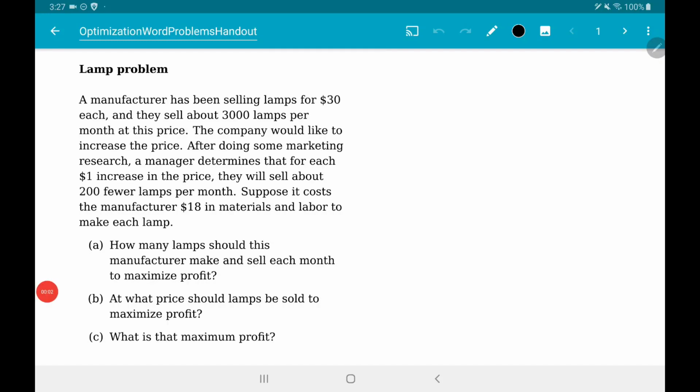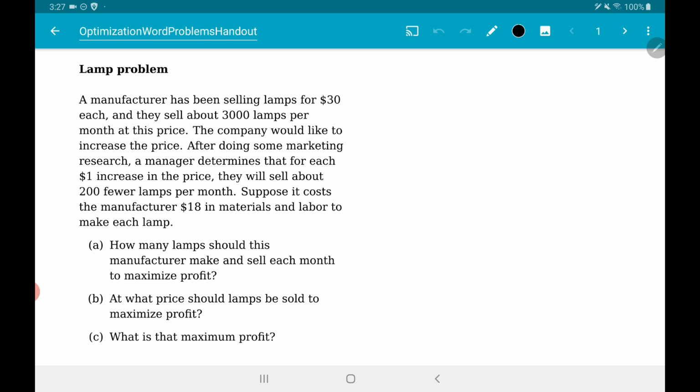In this video, I'm going to demonstrate how to solve a certain kind of optimization word problem. These word problems are posted as a handout and also available in the slideshow. Let me start with this one, the lamp problem.